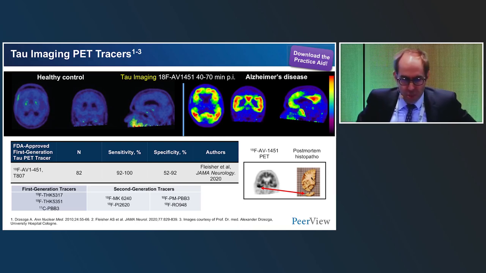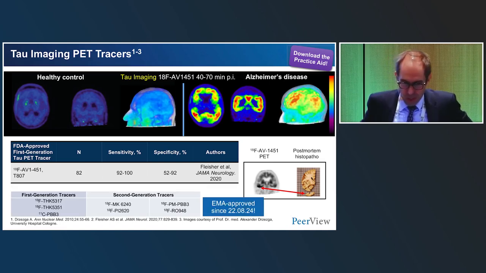We have tau PET imaging tracers available now for quite a while. And there's one of these tracers approved, FDA approved. And now recently, and this is of course good news, also EMA approved. So there will be a tau PET tracer commercially available in Europe, hopefully soon.